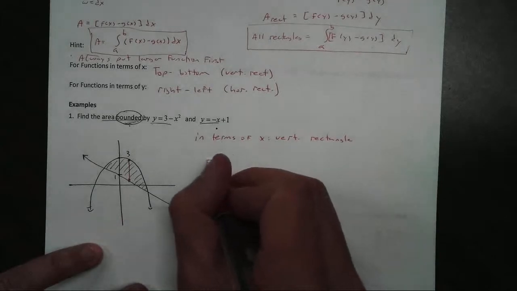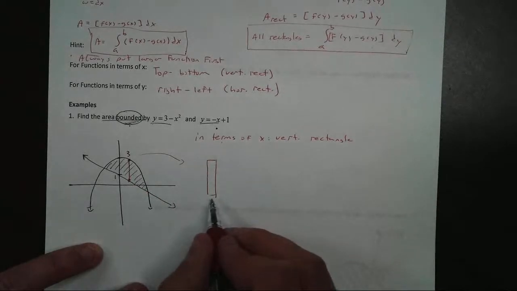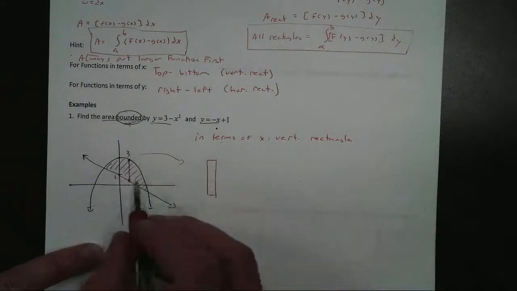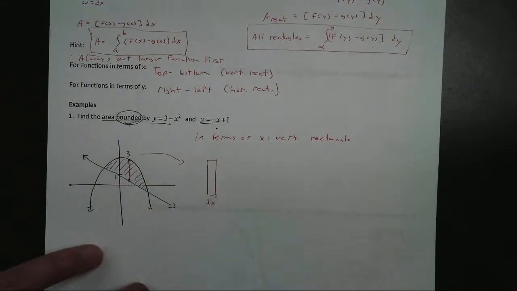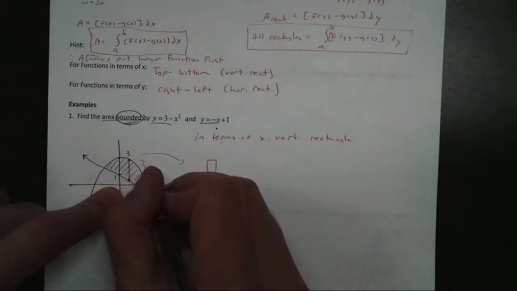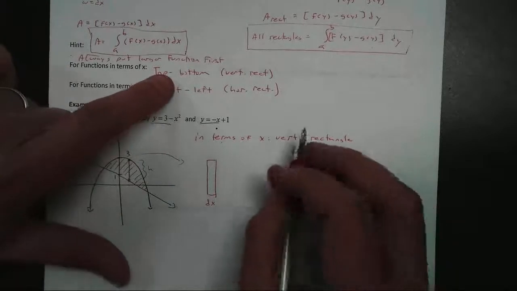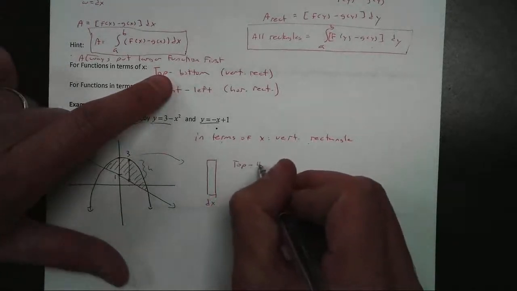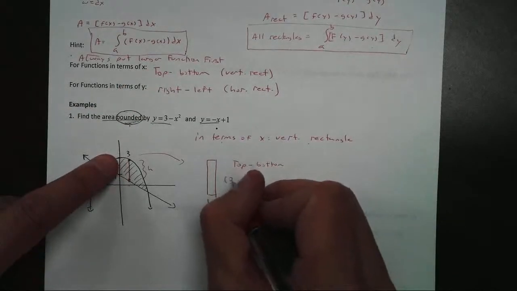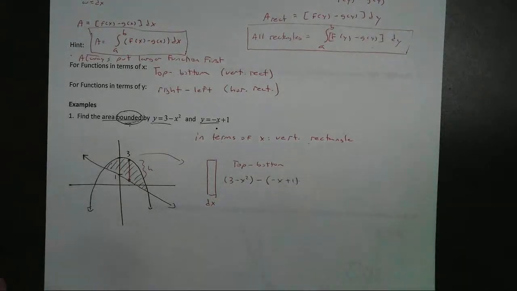So when I draw my rectangle, there's my rectangle that I just drew, I'm going to blow it up. Now, I do want to see this. This is a requirement. Remember, it has a width. The length down here is a change in x, and it's very tiny. It's dx, dx thin, dx small. And to get the height of my rectangle, that's this part right over here, because it's a vertical rectangle, my rule says top minus bottom. Well, the top of my function is the parabola, 3 minus x squared, minus the bottom one, negative x plus 1.